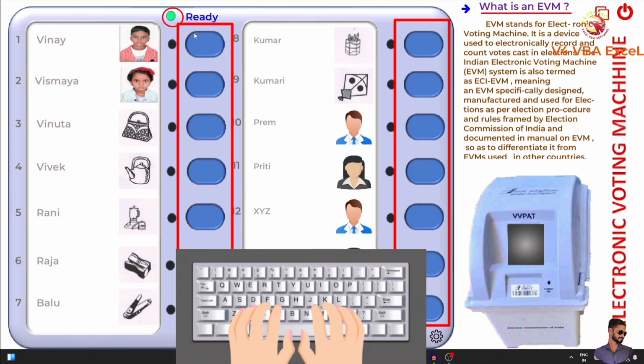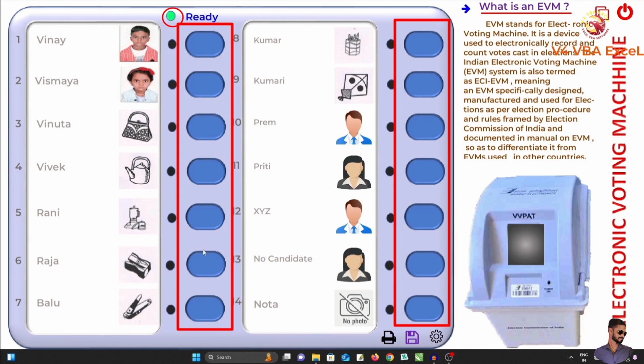Three, green light and button activation. Once the Enter key is pressed, a green light appears. Only after the green light is visible do the voting buttons become active.